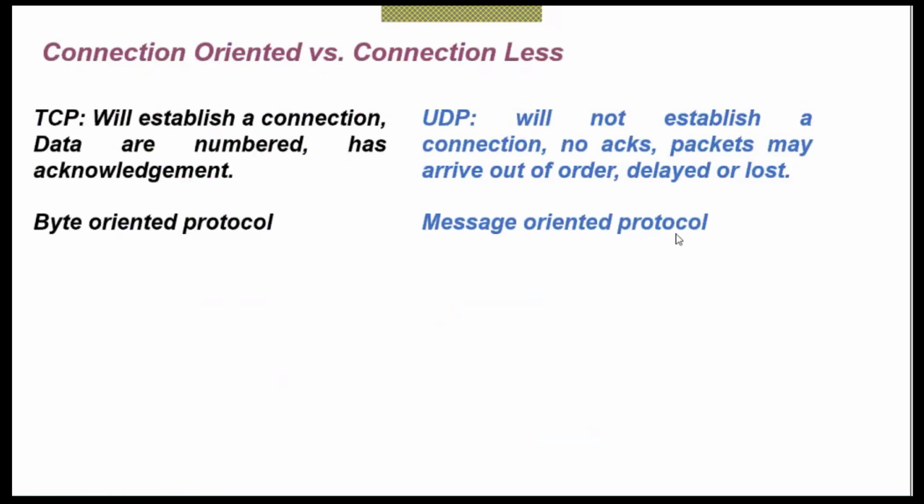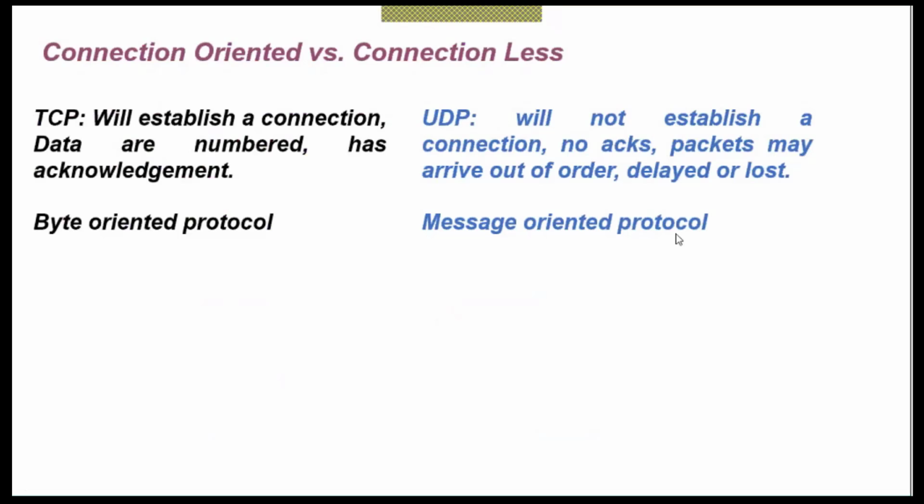Right now, I have two protocols at the transport layer. So naturally, you could have a question here: why are there two protocols? And if there are two protocols, what is the difference? One is TCP, another one is UDP. TCP's full form is Transmission Control Protocol. UDP's full form is User Datagram Protocol.